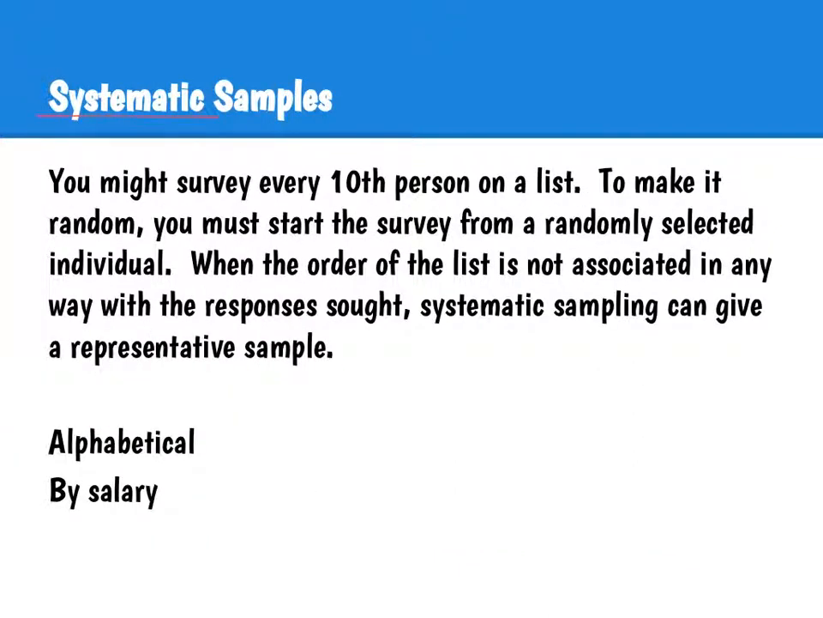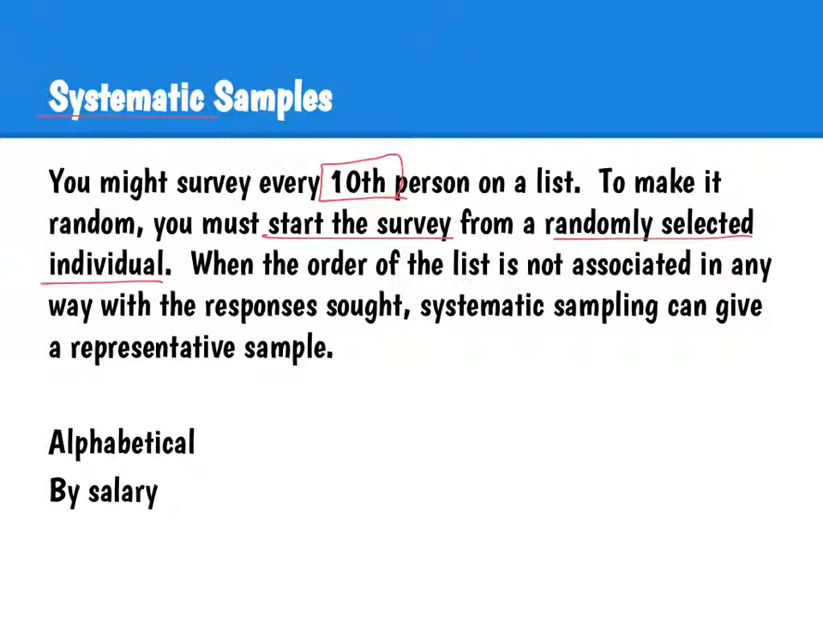All right, systematic is super easy to pick out. You're going to see something like survey every 10th person, survey every 25th person, survey every 30th person, survey every 100th person, survey every 3rd person. Anytime you see something like that, that's a systematic sample. To make it random, this is a key: you have to start the survey from a randomly selected individual. So if I'm surveying every 10th person, I'm going to randomly generate a number between 1 and 10. Let's say I get 7. And then I'm going to do person number 7, person number 17, person number 27, person number 37, person number 47. You get the idea.